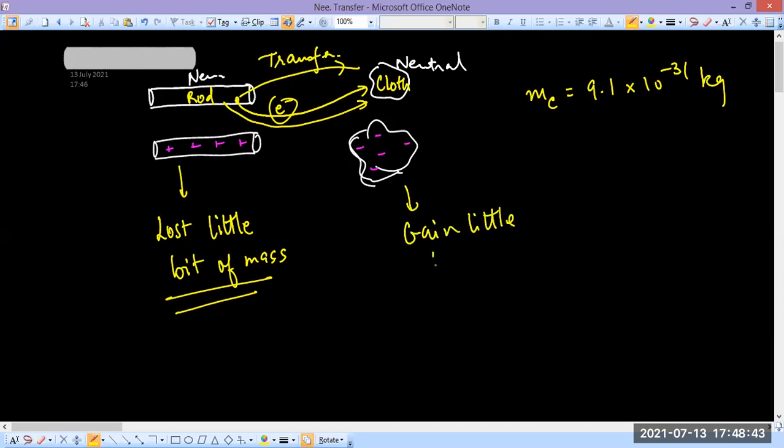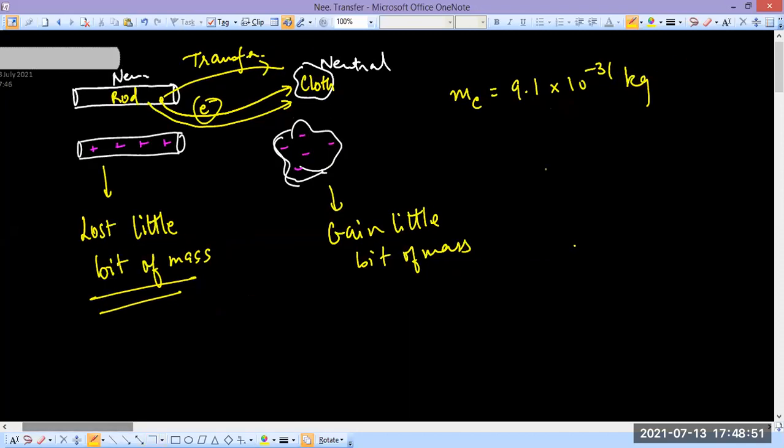Yes or no? Why? Because now it has some electrons extra. So basically it's like I'm asking you, which has more mass, Na or Na plus? Which do you think has more mass, Na or Na plus? Come on. Which do you think has more mass?